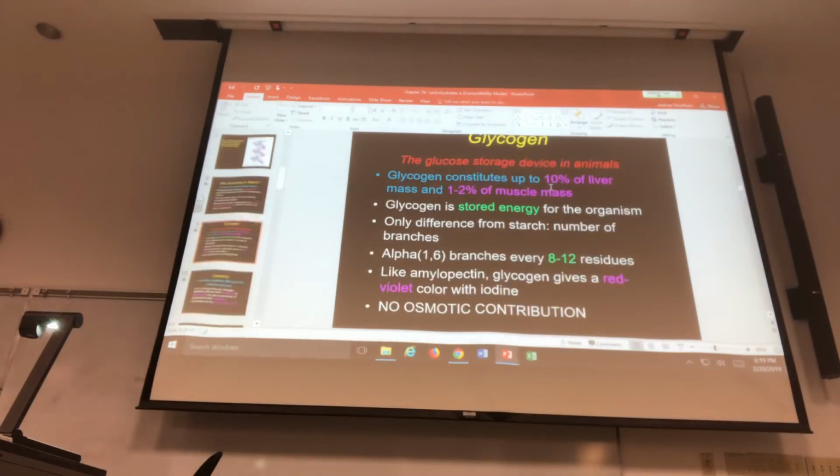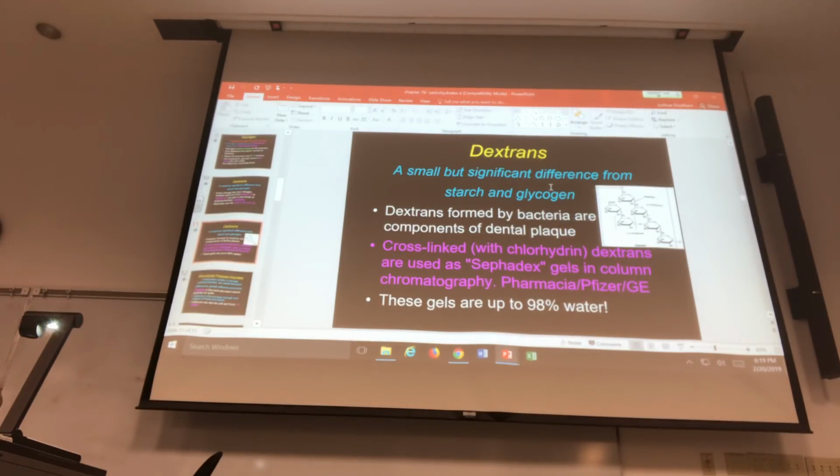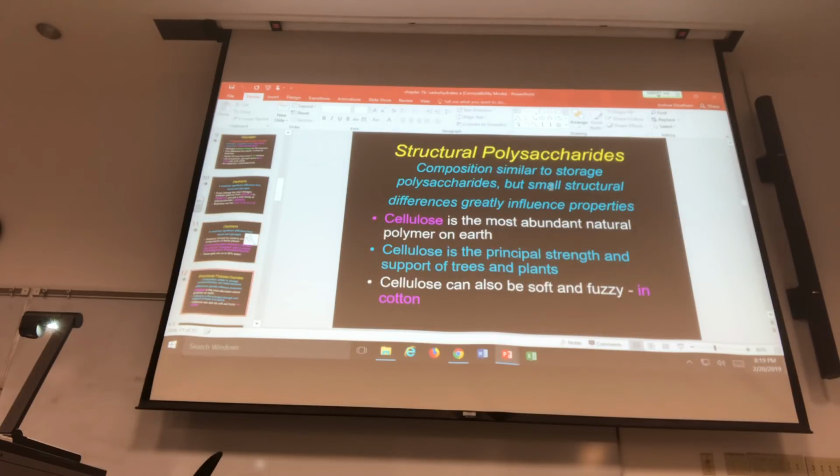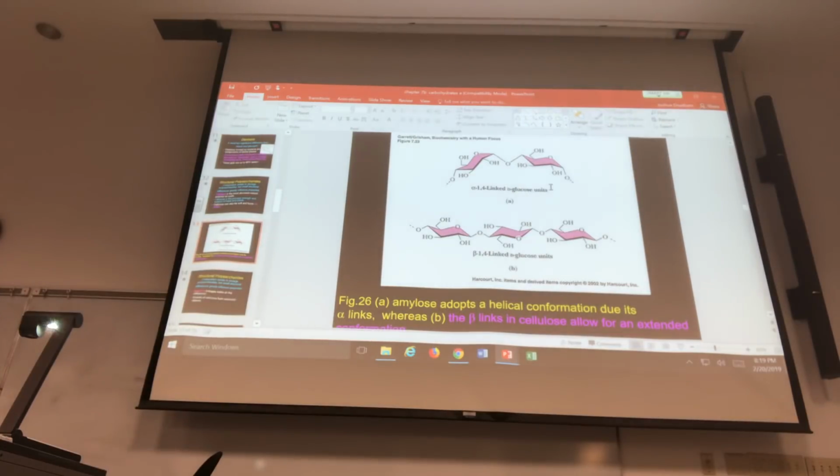Okay. Going down the list. Don't worry about dextrans. Dextrans, you do not have to worry about for exam 2. If it shows up on the final exam, I'll talk about it then. But don't worry about dextrans. Other types of polysaccharides you can see, and don't panic if you see chair conformation here.